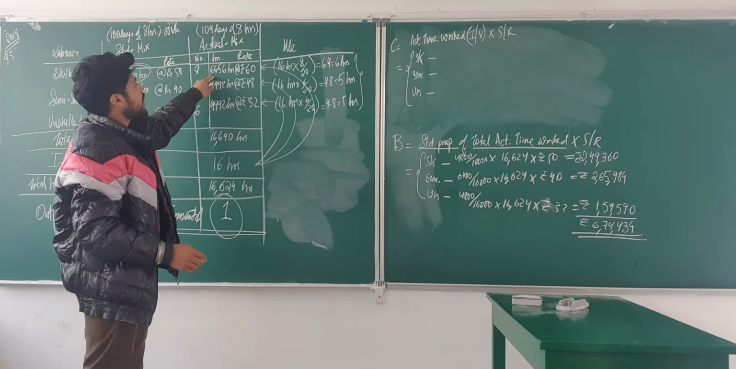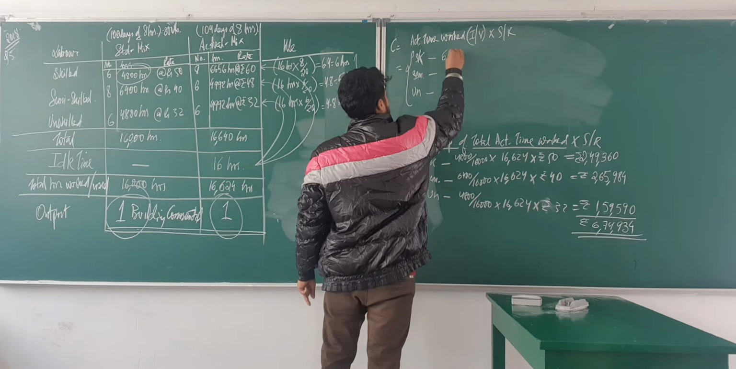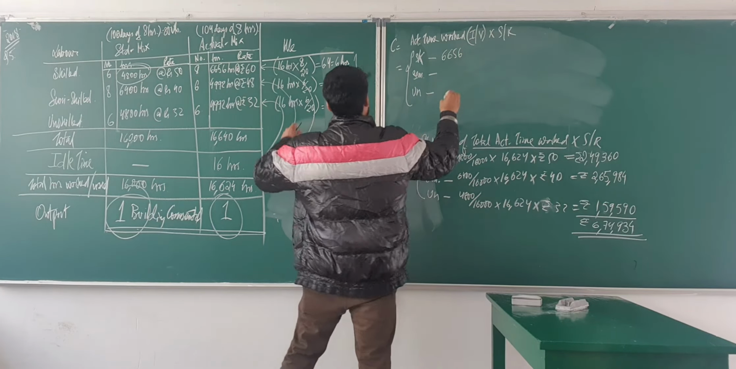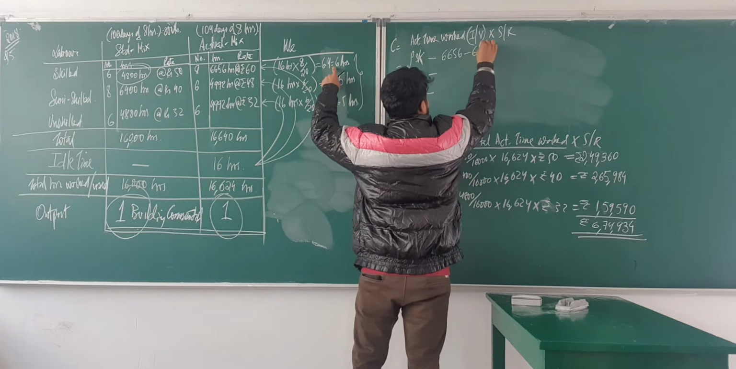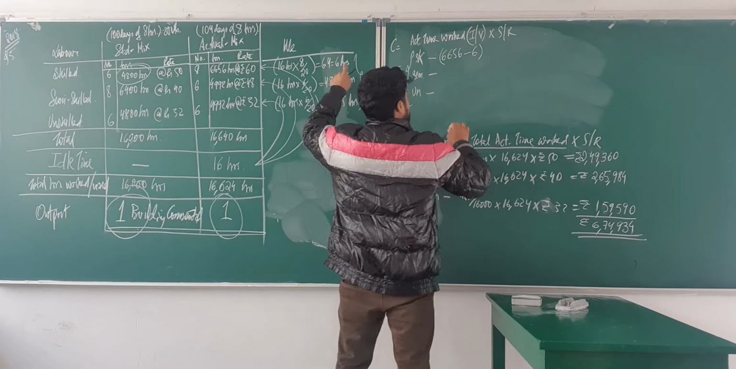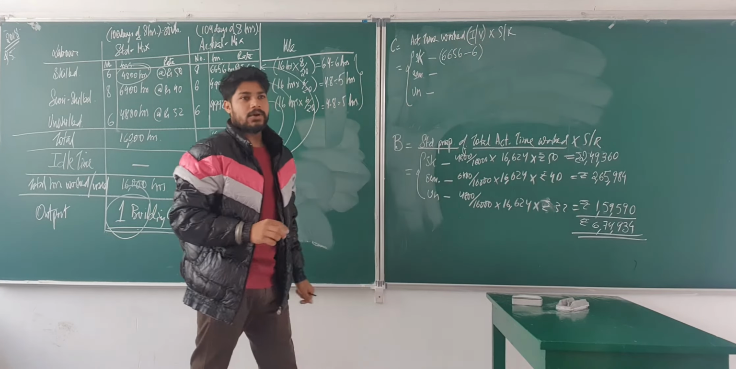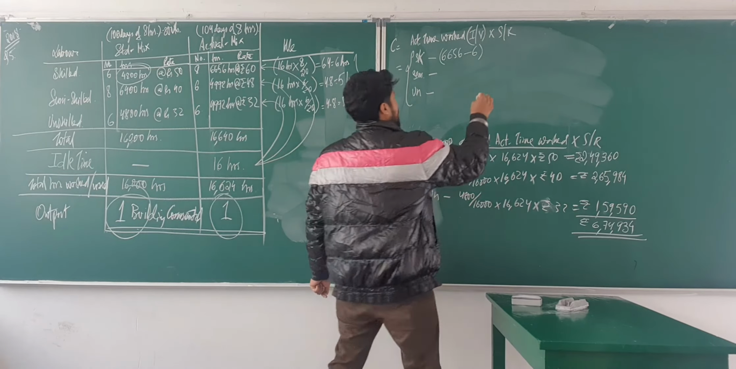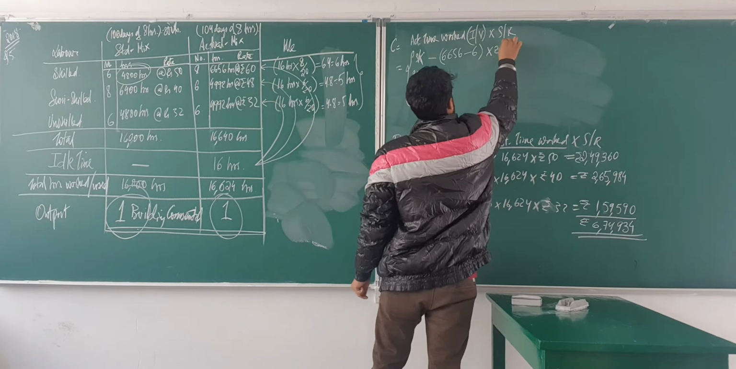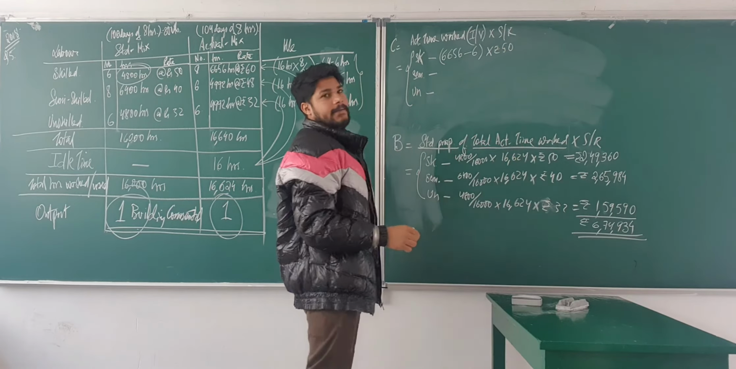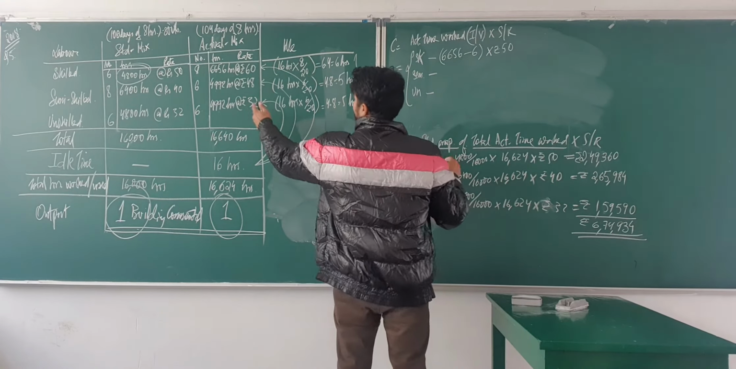First one is 6656. Okay, so I'm writing down here 6656. Idle time here is 6. So remove 6 idle hours. This is the actual time worked individual value. Is it okay? Into standard rate, rupees 50. Clear? All of you understood?